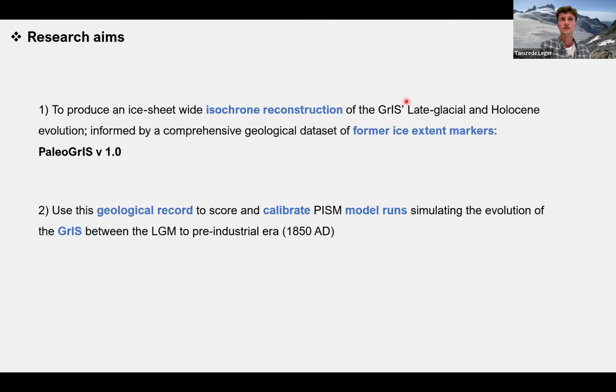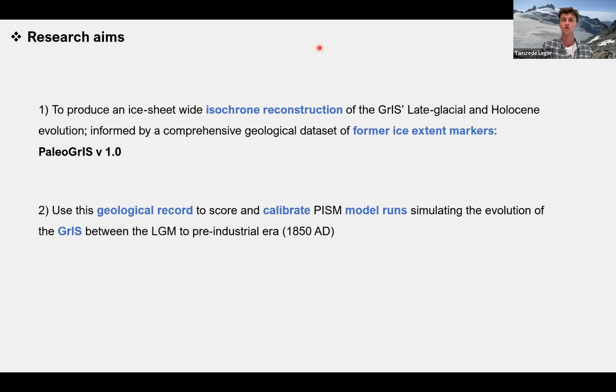So following these motivations, there were two main aims to this postdoc work that I've conducted. The first one has been published, and it's in the paper that we attached to this presentation, and that will be the first 20 minutes of the presentation. And after that, I'll talk about the second aim, which has not been published, which is in sort of writing mode right now. The data is there, and so I'll be mostly talking about that for the rest of the talk. And so the first aim was to produce an ice sheet-wide isochrone reconstruction of ice extent for the Greenland ice sheet's late glacial and Holocene evolution, informed by a comprehensive geological dataset of former ice extent markers.